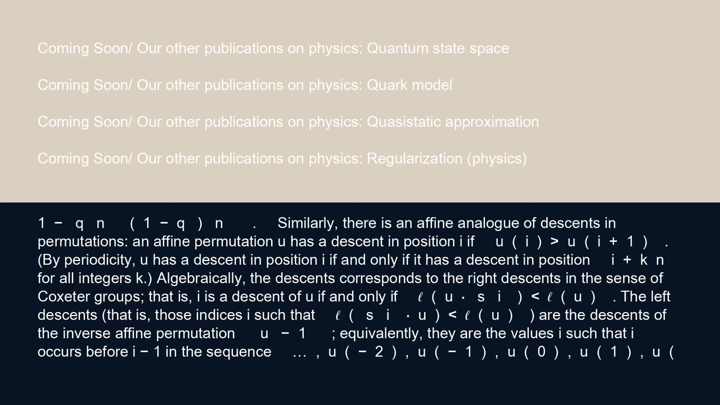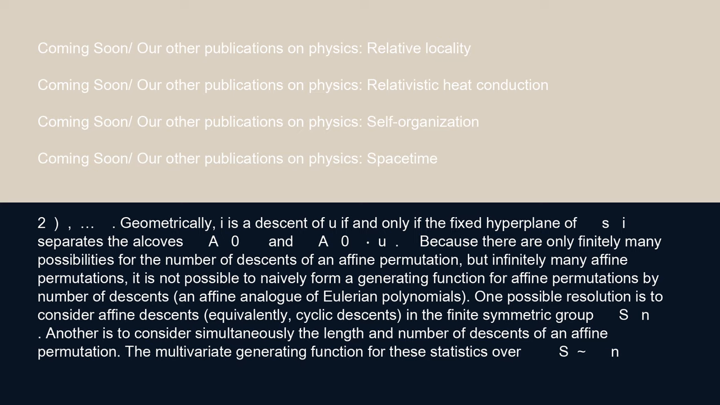Similarly, there is an affine analog of descents in permutations. An affine permutation U has a descent in position I if U(I) is greater than U(I plus 1). By periodicity, U has a descent in position I if and only if it has a descent in position I plus KN for all integers K. Algebraically, the descent corresponds to the right descent in the sense of Coxeter groups. That is, I is a descent of U if and only if U SI is less than U. The left descents, that is, those indices I such that SI U is less than U, are the descents of the inverse affine permutation U minus 1. Equivalently, they are the values I such that I occurs after I plus 1 in the sequence U minus 2, U minus 1, U 0, U 1, U 2. Geometrically, I is a descent of U if and only if the fixed hyperplane of SI separates the alcoves A0 and A0U.